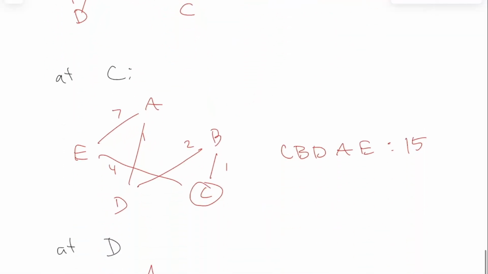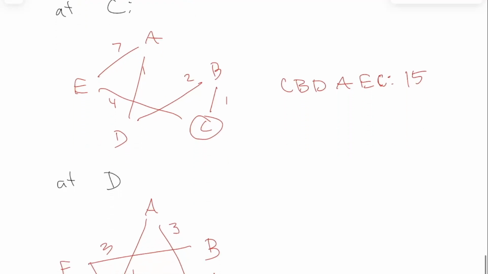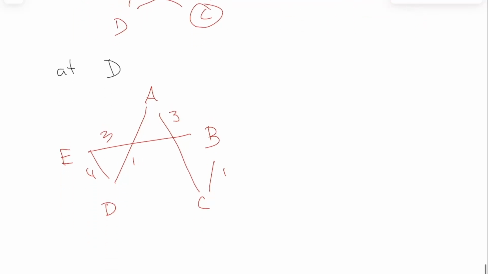Starting at C, I got this arrangement. Anybody agree or disagree? I think I saw people getting the same answer. It's also easy to mess it up, so I may have messed it up. But anyway, this one, I added up the weights and I got 15. I should have written a C there, right? 15 for that one. And then starting at D, I got this one.